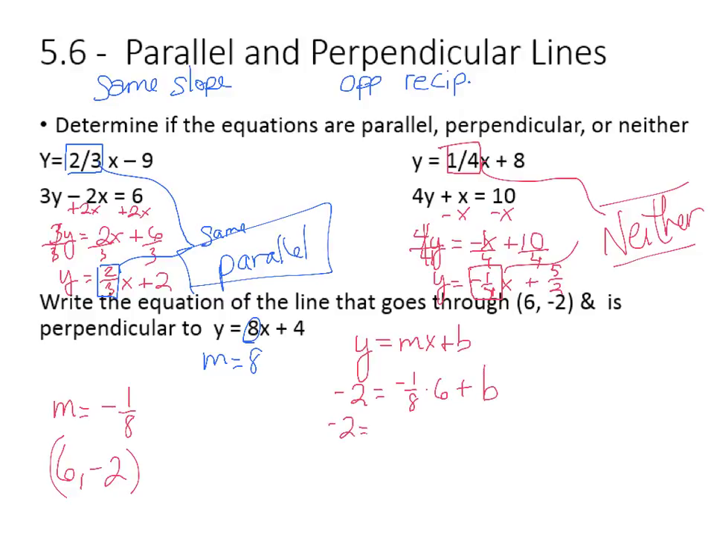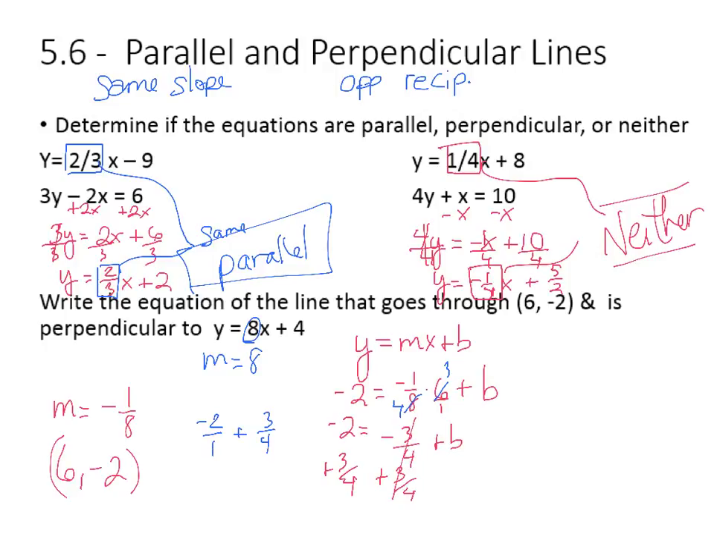So negative 2 equals, that's a 6/1. The 6 and the 8 could reduce. Looks like it is a negative 3/4 plus b. I'm going to add 3/4, add 3/4. So this is our first one where we really had to work a little bit on our fractions. I'm going to do a little side note here. I've got a negative 2 over 1, and I'm trying to add 3/4.